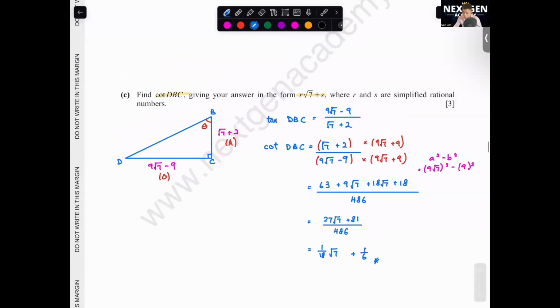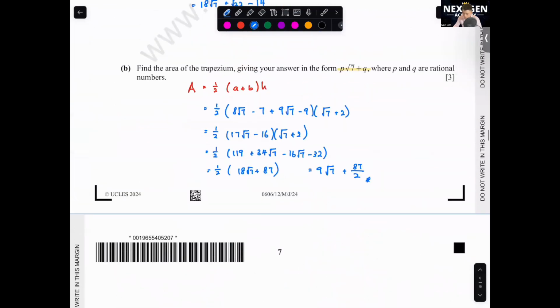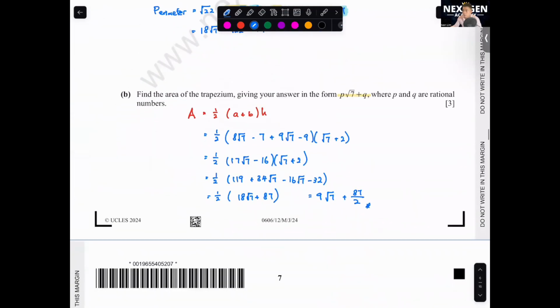Question B is here. Final answer is 9 root 7 plus 87 over 2. Okay, anything else? What can do?